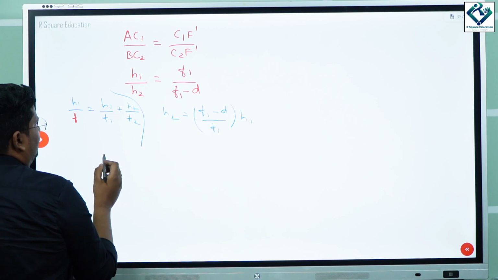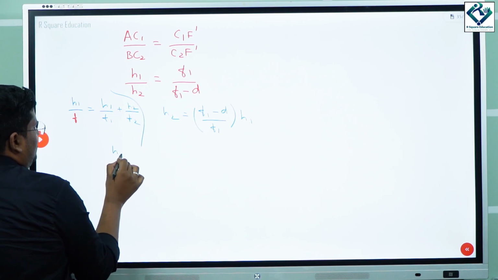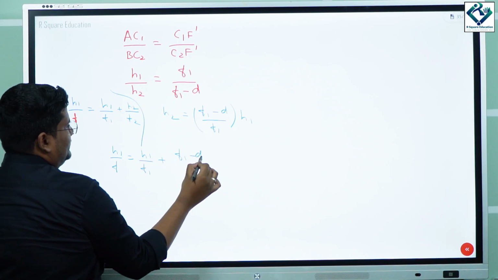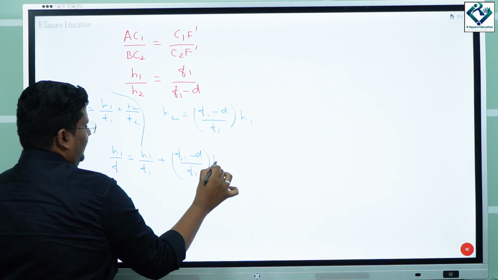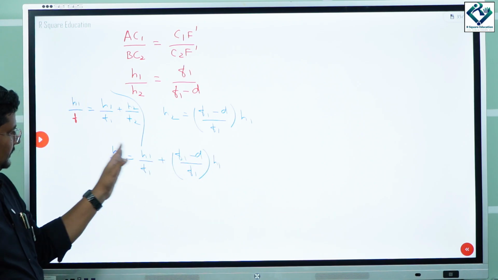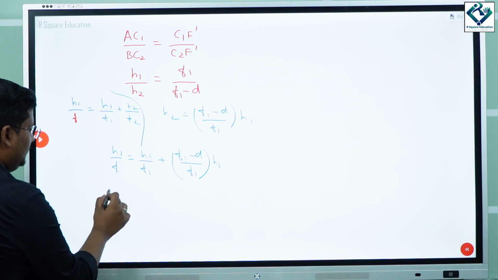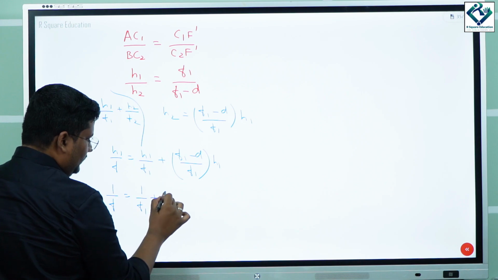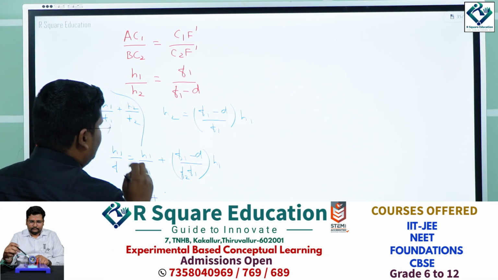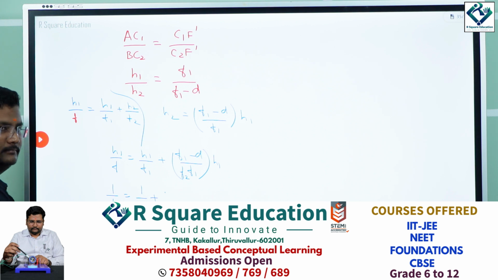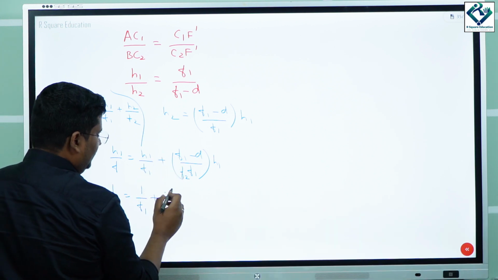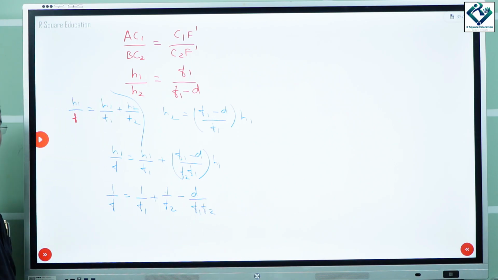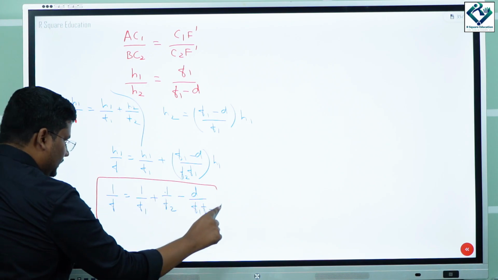So if I substitute this in this equation, what I'll get? H1 by F is equal to H1 by F1 plus, instead of H2, F1 minus D by F1 into H1. Here H1 is common and cancels, so the equation will be 1 by F equal to 1 by F1 plus F1 by F1 is 1, and there should be another F2 here since it is H2 by F2. So on replacing, 1 by F2 minus D by F1 F2. Right?